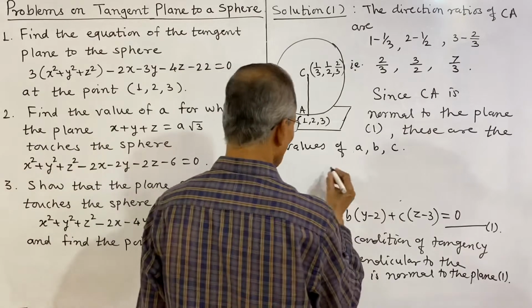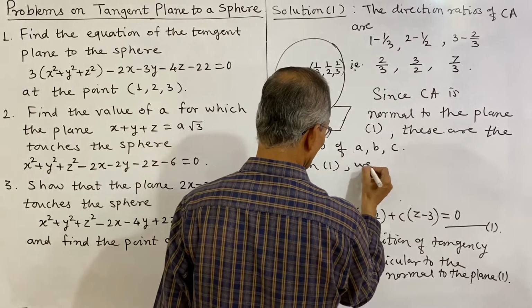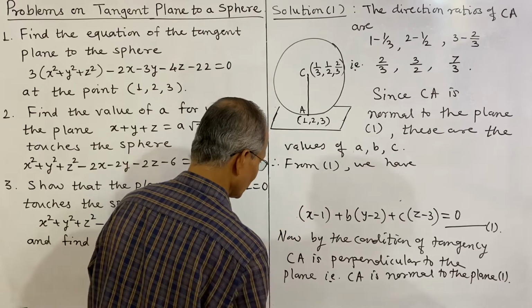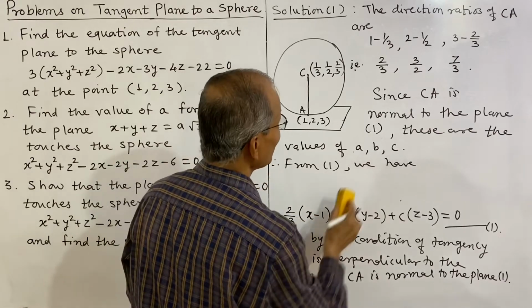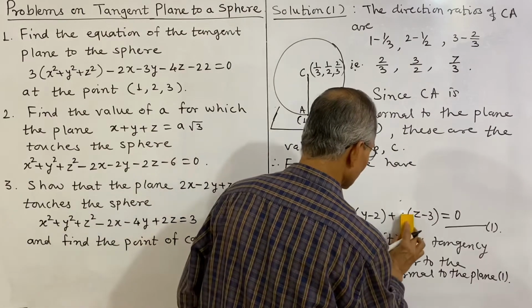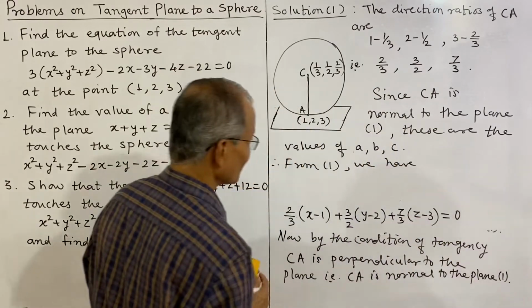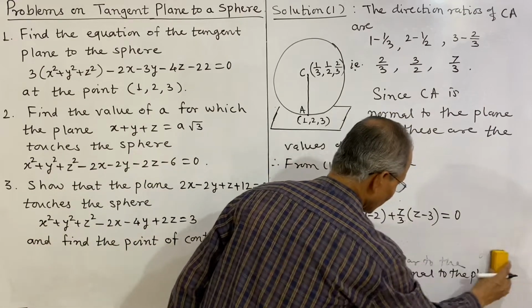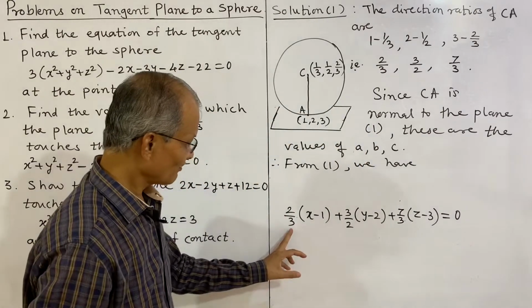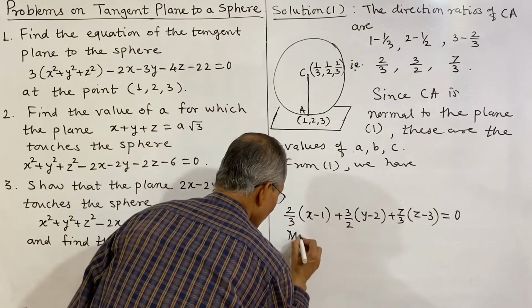Therefore, from 1, we have, put the value of A as 2/3, B as 3/2, and C as 7/3. So this is the equation of the tangent plane. To simplify this and avoid the fractions, we shall multiply by the LCM of 3 and 2, which is 6.